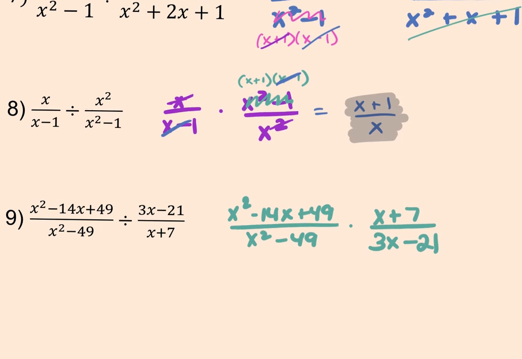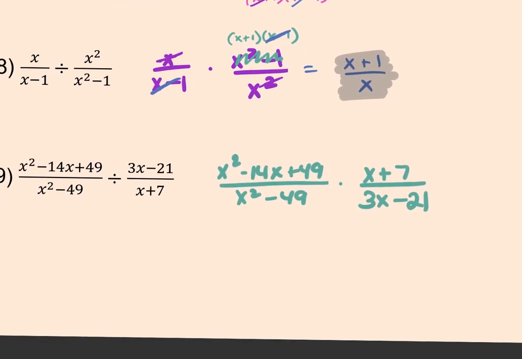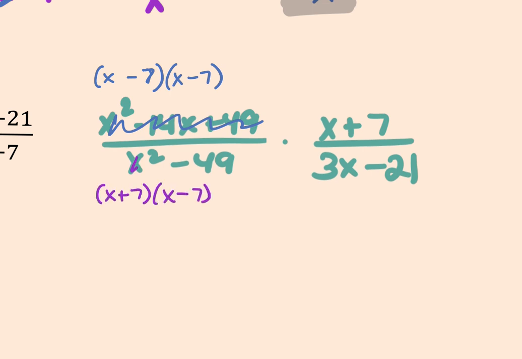Questions on that one? All right, and then number 9, I already flipped it. I'm going to factor the top left. This would be x minus 7 times x minus 7. The bottom right, x plus 7 and x minus 7.